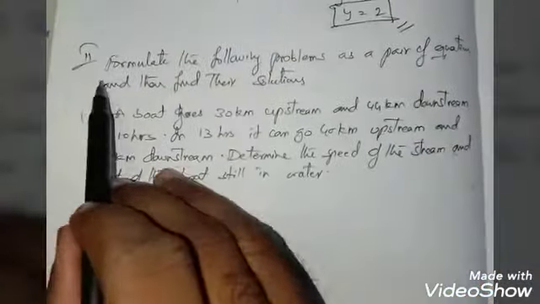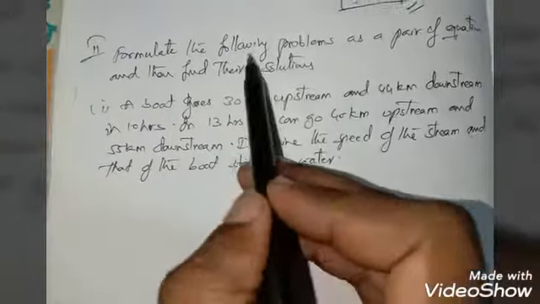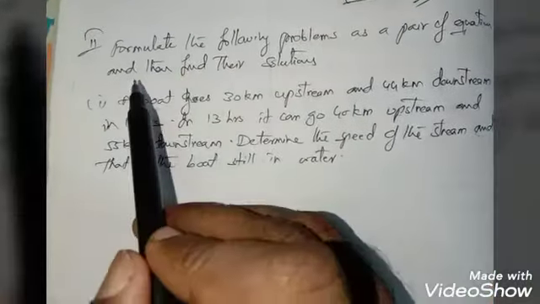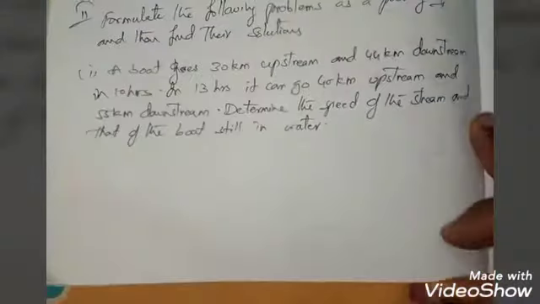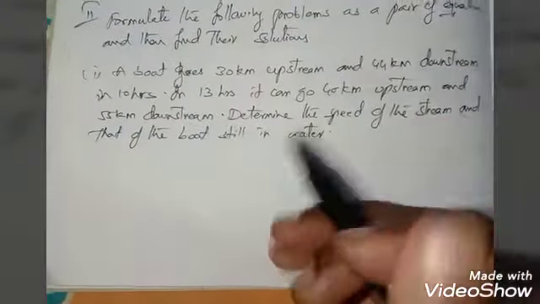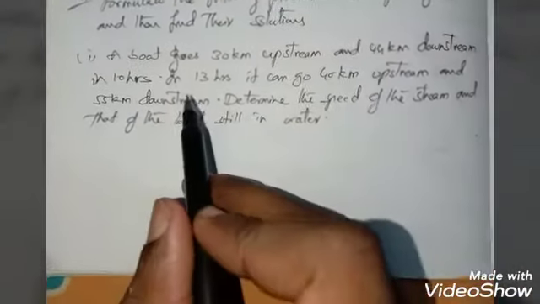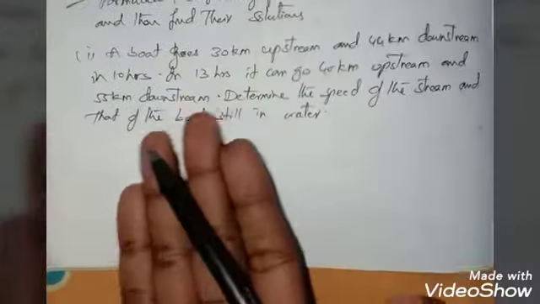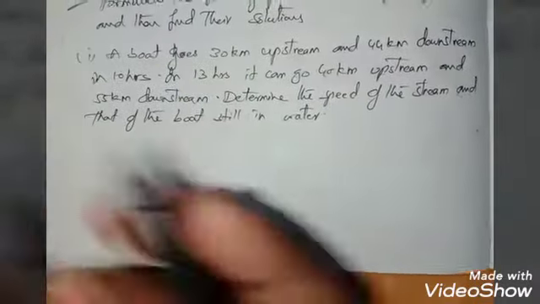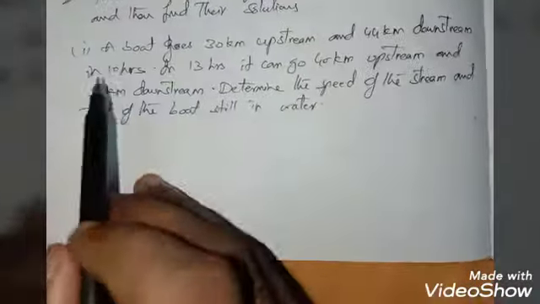Okay, so now coming to the second bit. The second bit is nothing but formulate the following problems as a pair of equations and then find their solutions. So here you have word problems. Now convert these word problems into equations. Already we have done these types of word problems and converting them into equations. So here also we are going for the next question.